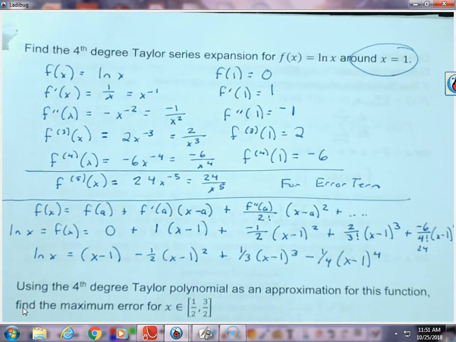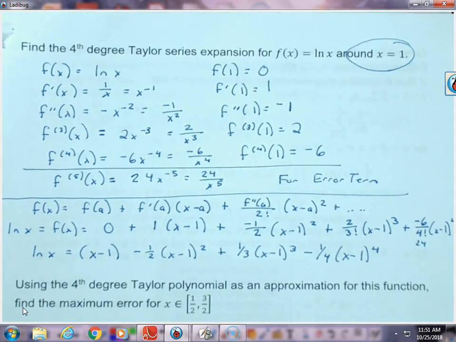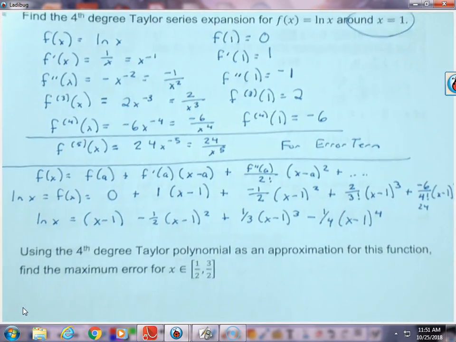And any questions on that? Okay, so all I have left to do is find the error in that.